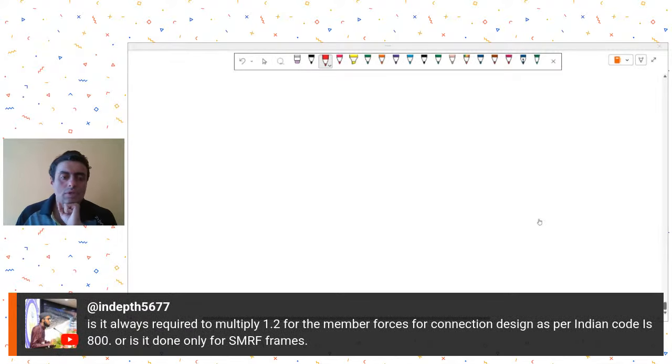Next query is from in depth. He is asking, is it always required to multiply 1.2 for the member forces for connection design as per Indian code IS 800, or is it done for SMRF frames? So if you are referring to chapter 12, don't refer to chapter 12 now. Chapter 12 will give you those requirements.